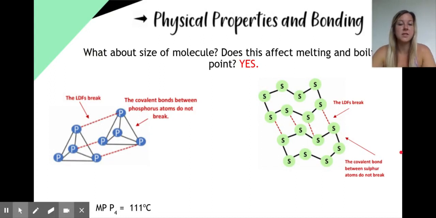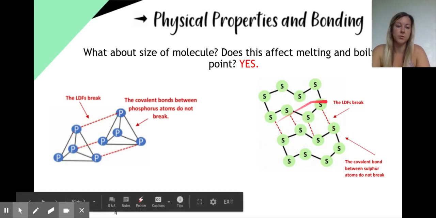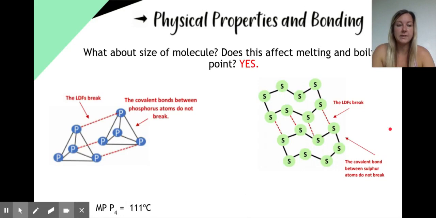Now, what that means is, in both of these examples, there are only London dispersion forces, which are between molecules. And these are represented again by the dotted red line. So here they are between the phosphorus molecules, and here they are between the sulfur molecules. Now, when we heat these substances, it's going to be the London dispersion forces that break. We know that already. What we're interested in is what the melting points and boiling points are, and does the size of the molecule affect it?